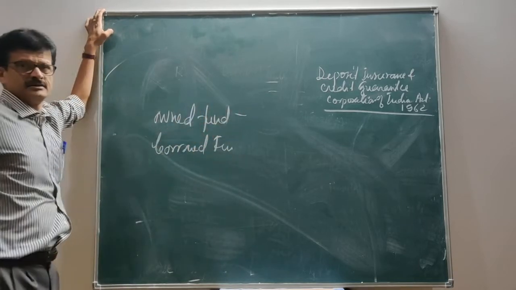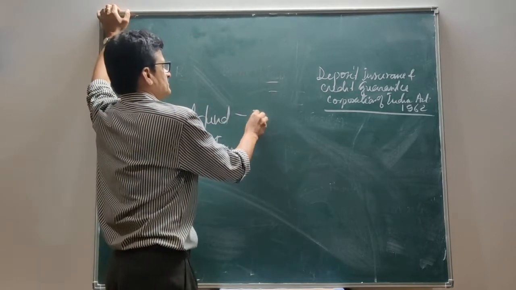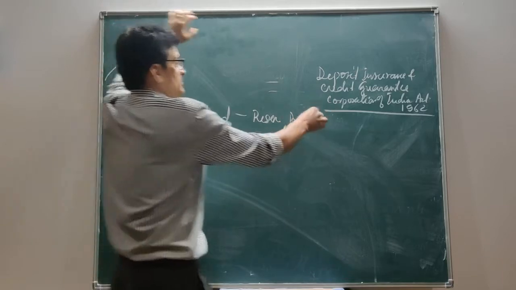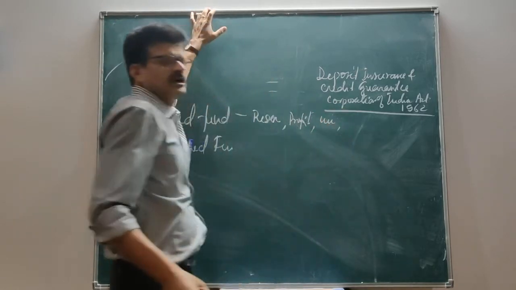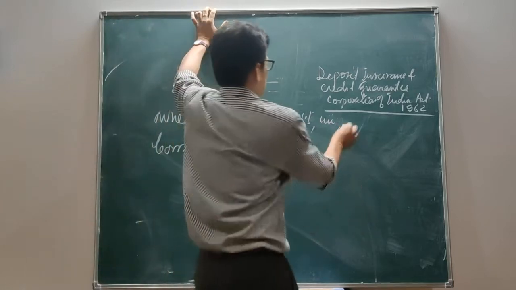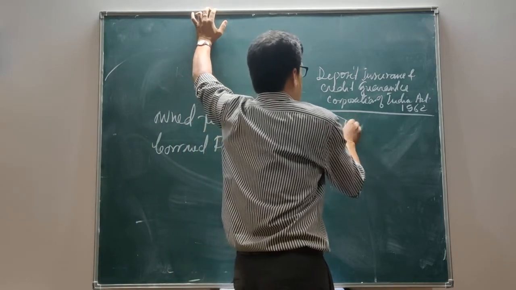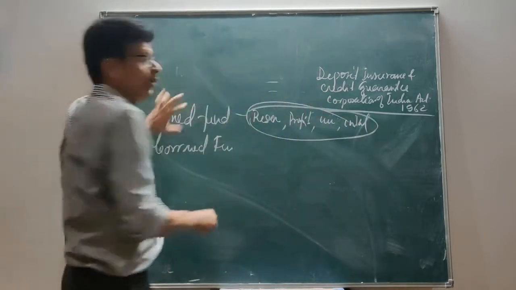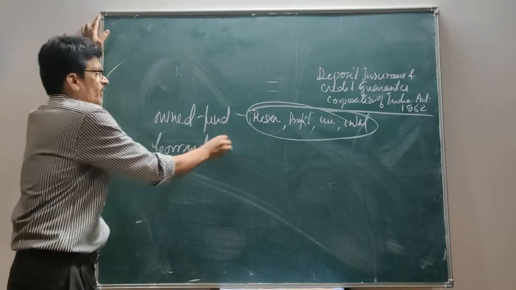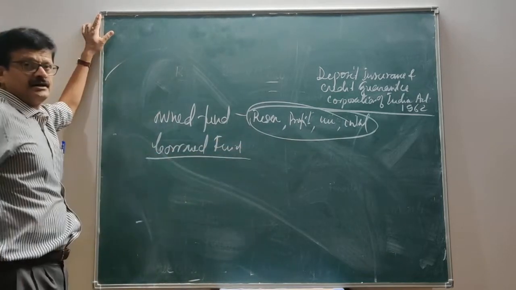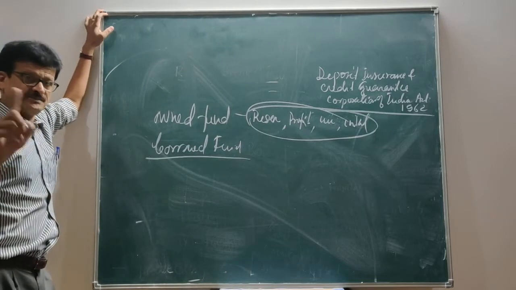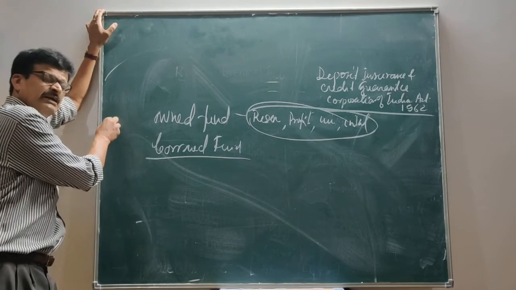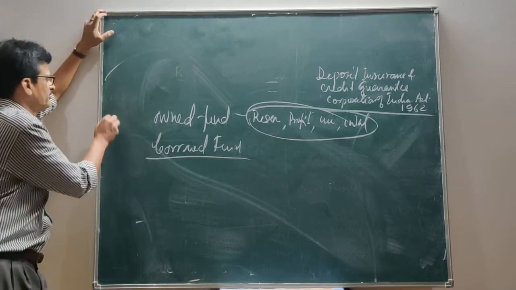What is that owned fund? Owned fund: your reserves, profits, undistributed profits, and the initial capital, they form your owned fund. But what is that borrowed fund? When I go to the bank and open an SB account or FD account or RD account or current account, it will make the banker inevitably, because of the system, a debtor.